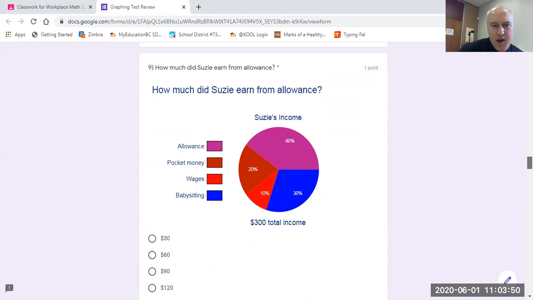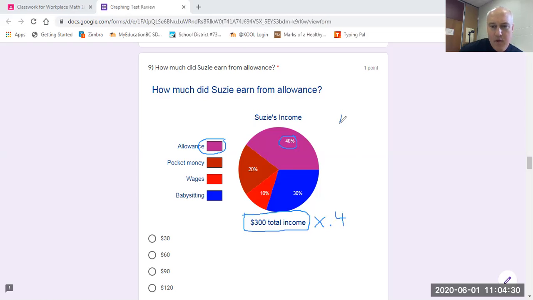So let's take a look at question 9. It says, how much did Susie earn from allowance? So we're looking at a pie chart here. And what we need to understand is that this pie chart is telling us that Susie earned $300, like the pie is representing $300 of total income. And when we look at allowance, which is purple, the percentage for purple is 40%. So what I need to do is take that 300 and multiply by the decimal equivalent of 40%, which is 0.4.